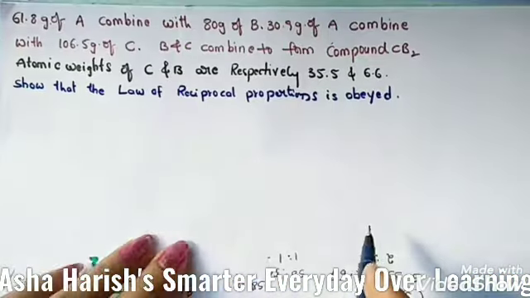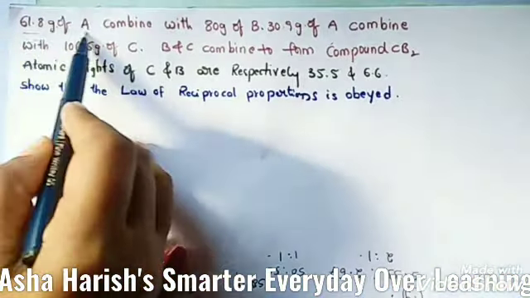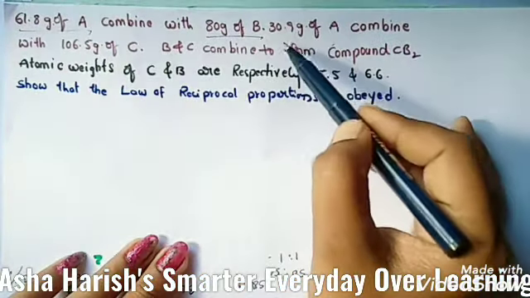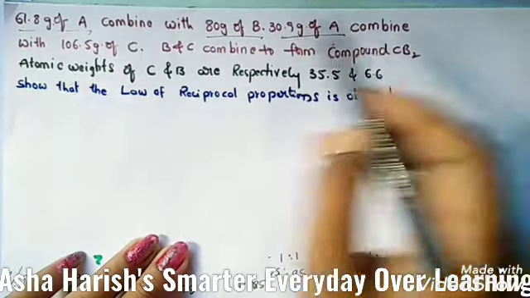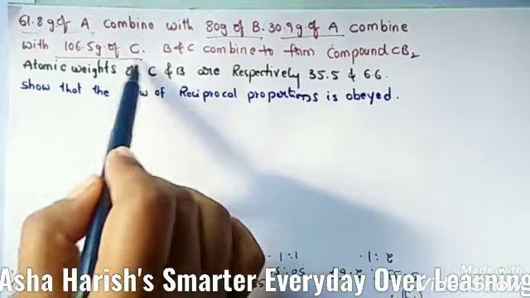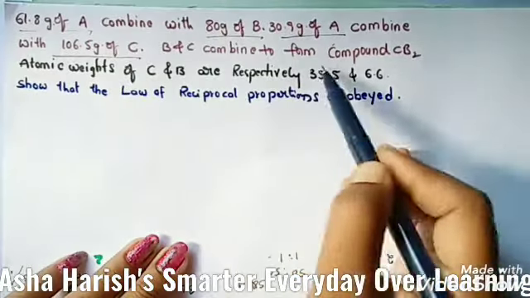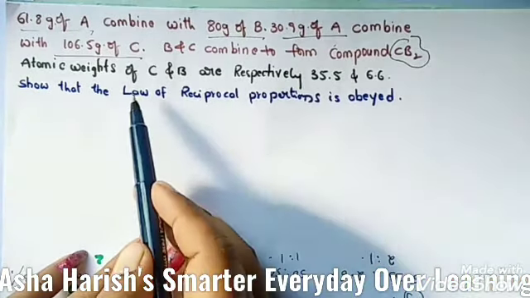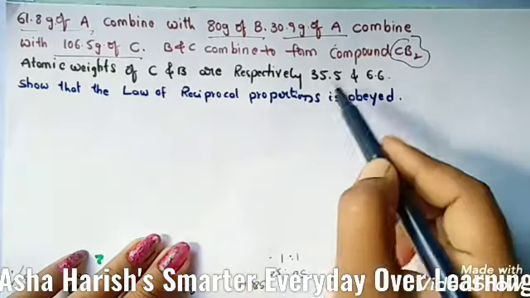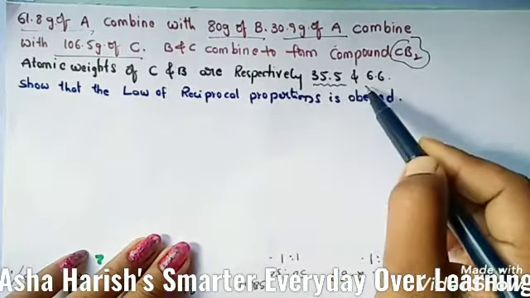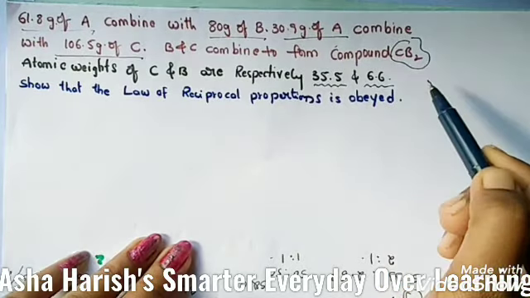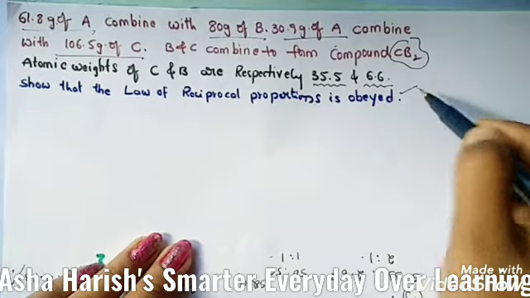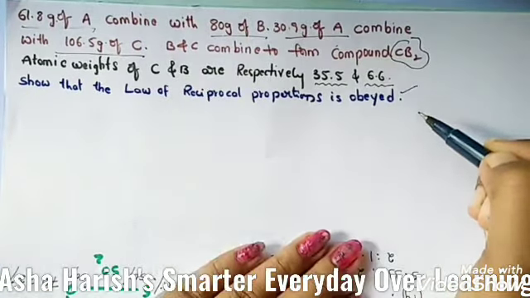What we have in this example: 61.8 grams of A combined with 80 grams of B, and 30.9 grams of A combined with 106.5 grams of C. B and C combine to form the compound CB2, and the atomic weights of C and B are respectively 35.5 and 6.6. With this data, show whether the law of reciprocal proportions is obeyed or not.